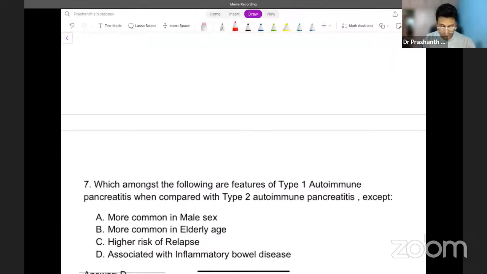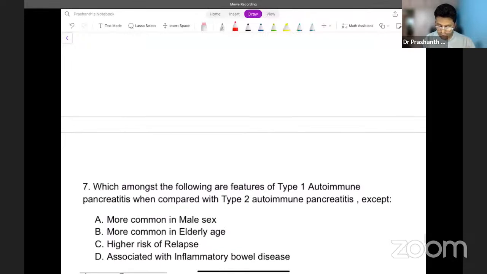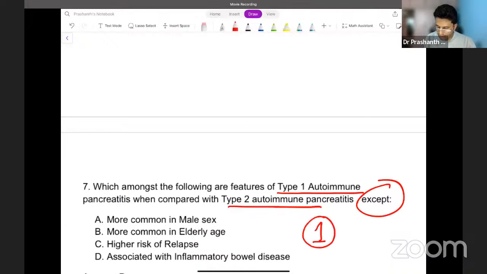Now, which among the following are features of type 1 autoimmune pancreatitis when compared with type 2? And it's an except question. Okay, it is more common in males, more common in elderly age, higher risk of relapse, associated with inflammatory bowel disease. Now we are talking about type 1. Okay, so type 1 and type 2.